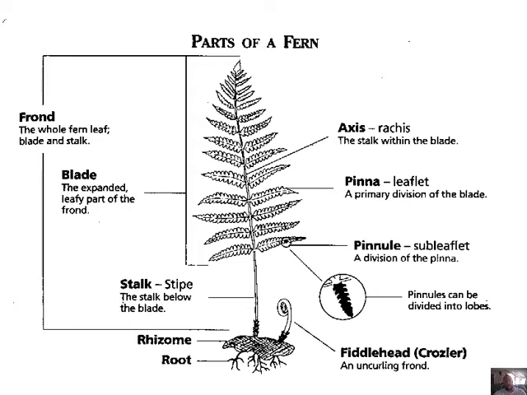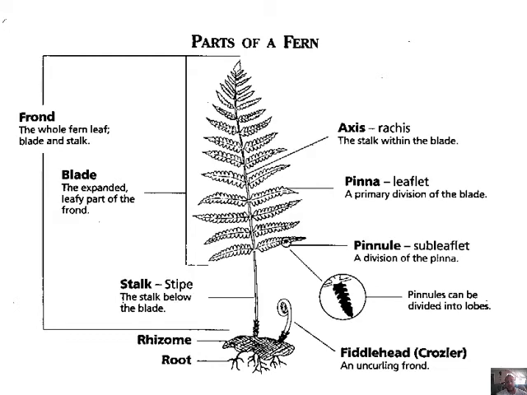All right. So if you have a look on the right hand side above where it says fiddlehead, it says pinule. So a pinule is a sub-leaflet, and it's a division of the pinna. Now the pinna is the entire structure from what looks like the stem. So that entire piece across is a pinna. Now the pinna is attached to that middle piece over there, which is called the stalk or the stipe. Okay, so again, the pinule is on the pinna, and the pinna is attached to the stalk.